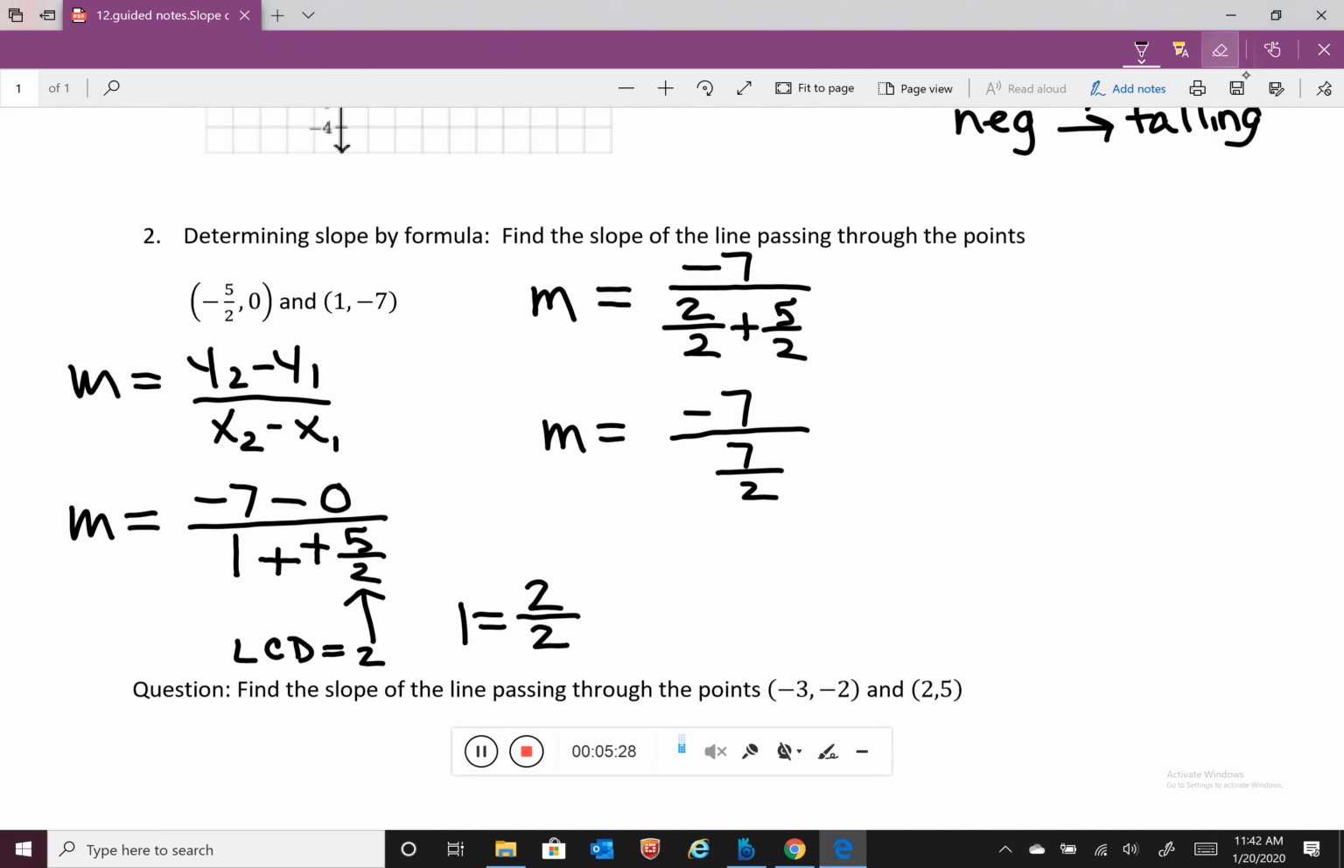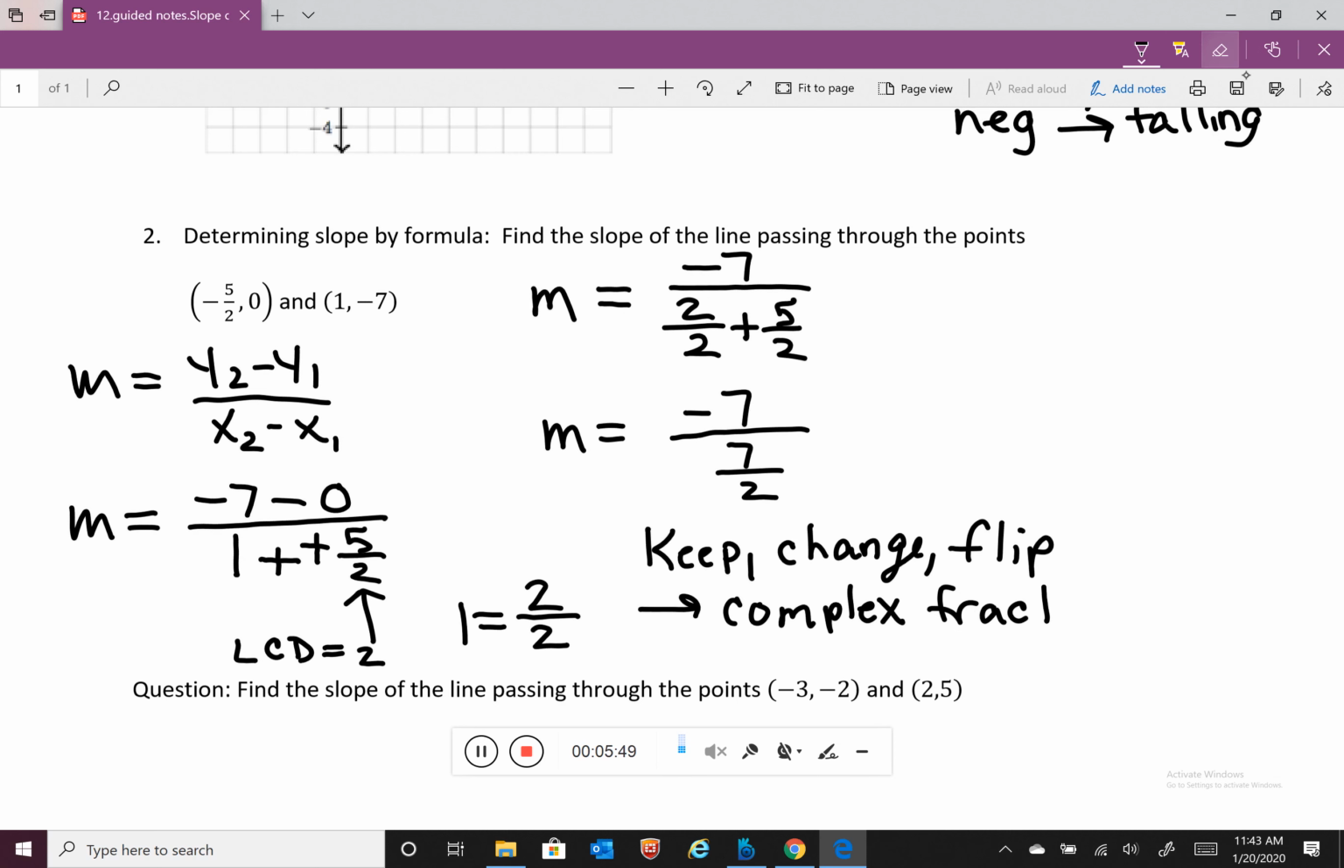And this is now what we have known as a complex fraction. And so some of you might know this phrase, keep, change, and flip. And this is what we use when we have a complex fraction. And a complex fraction is a fraction within a fraction. So notice we have a fraction. Our main fraction bar is right here. But then in the denominator, we have a fraction as well.